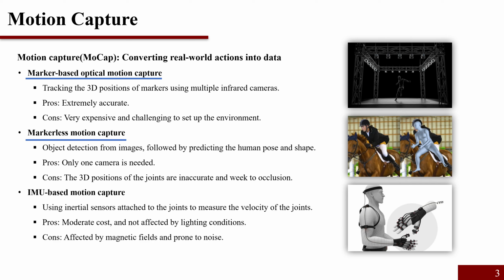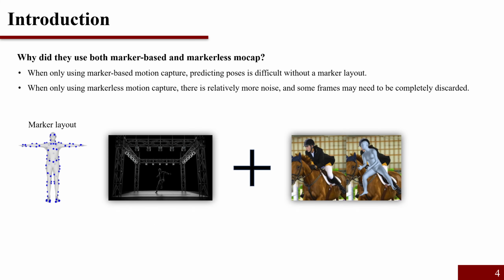Marker-based optical motion capture is still considered the golden standard due to its accuracy, but the others use both marker-based optical motion capture and markerless motion capture. This is the reason they use both. When only using marker-based motion capture, predicting pose is difficult without a marker layout. The marker layout provides information on where the markers were placed on the body during motion capture.